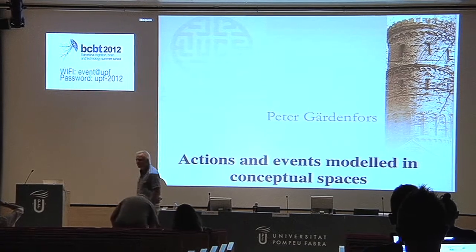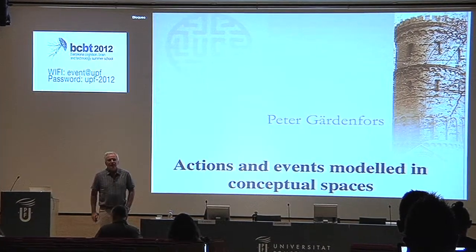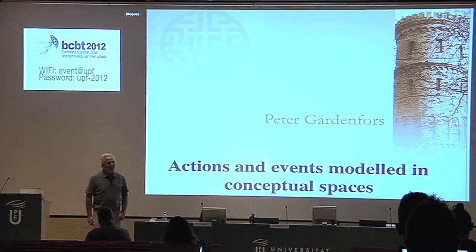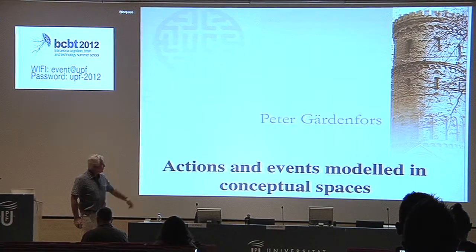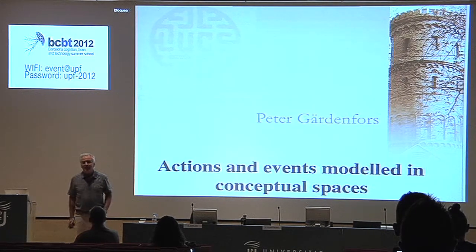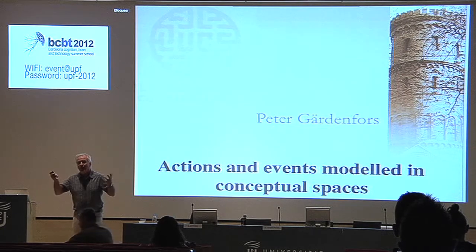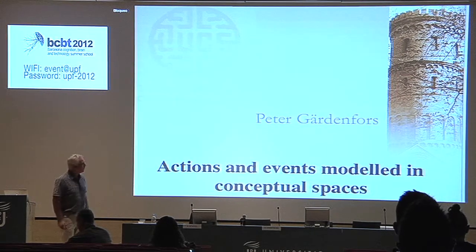I'm a cognitive scientist, and I'm interested in modeling knowledge in general, and in semantics in particular. Today I will focus on two topics: actions and events. How can we understand them? I will think about them as a cognitive model of how we understand actions and how we understand events. And that's what I want to present to you.